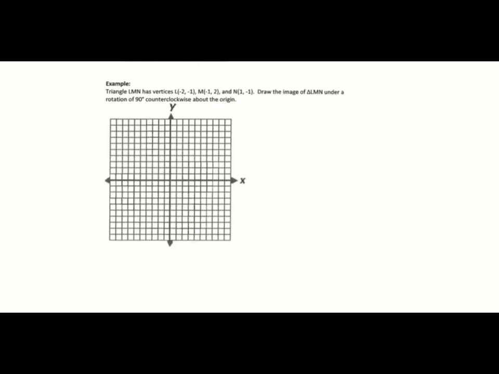So now I have my new points that I can graph. I have 1, -2, -2, -1, and 1, 1. So this is my new image when I rotated it 90 degrees counterclockwise.